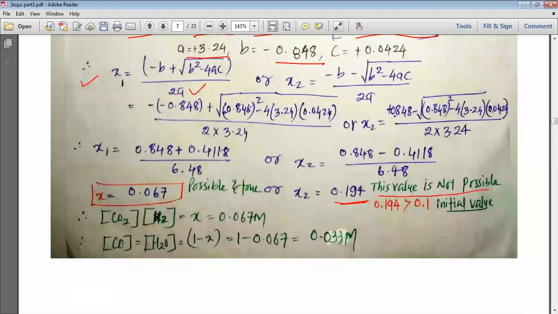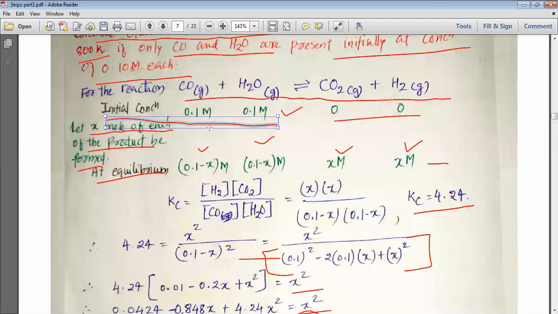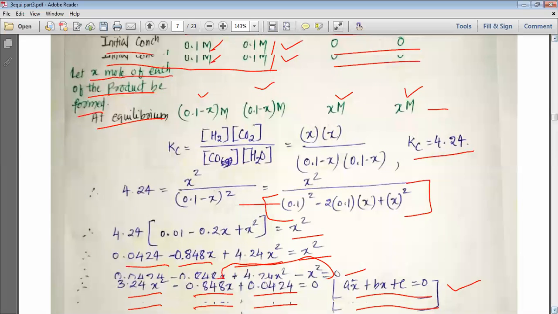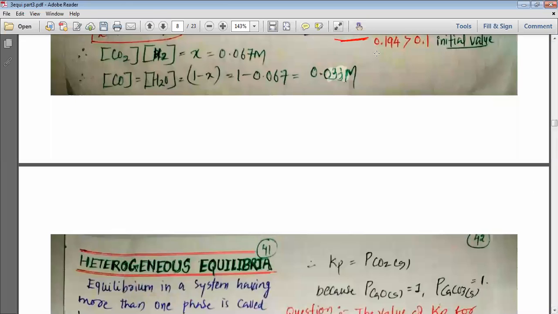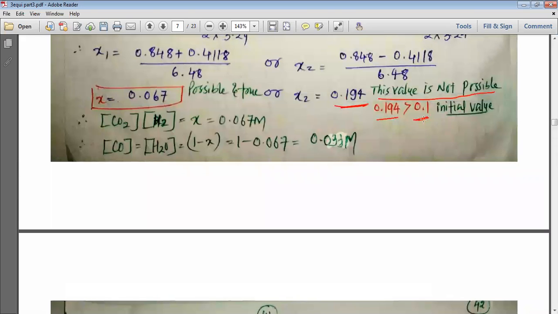This value is actually not possible because it is the concentration of products, which would be more than the reactants. Initially we have taken only 0.1 mole of reactants, but if you look at this root, you will come to know that the product obtained is 0.194 molar. So this is even more than the initial concentration of reactants, and that is not possible. So we reject this root for this equation, and we find the concentration of products.